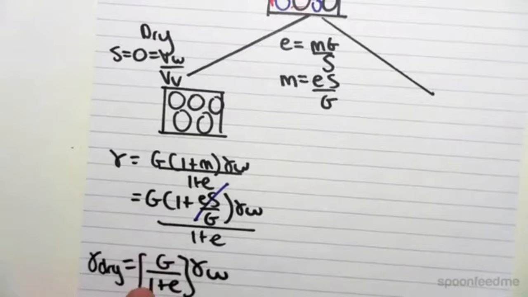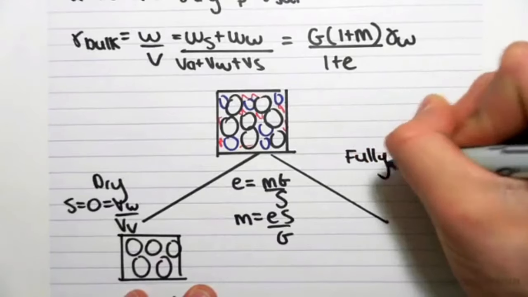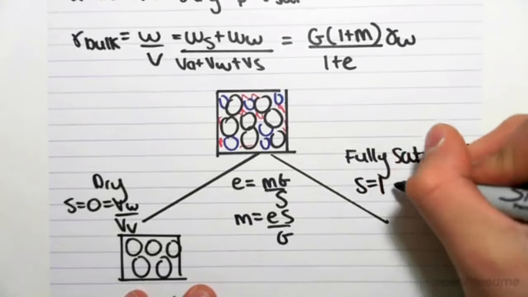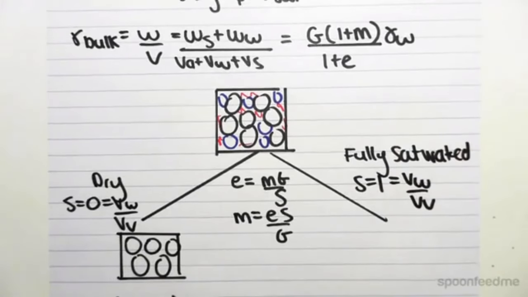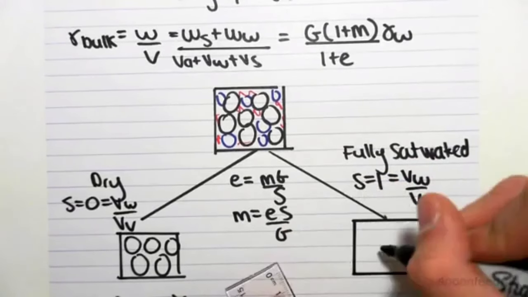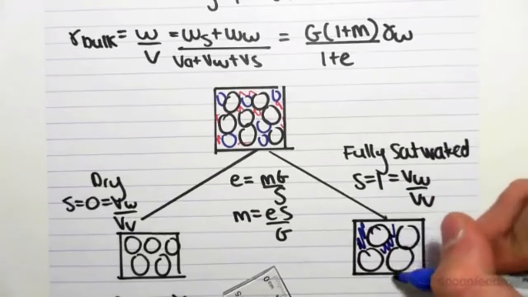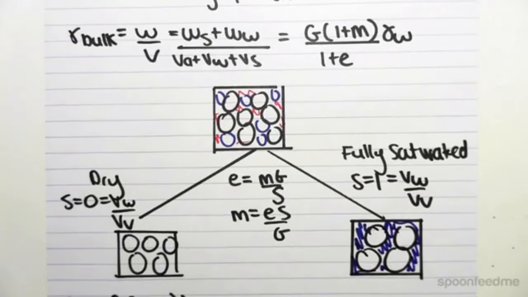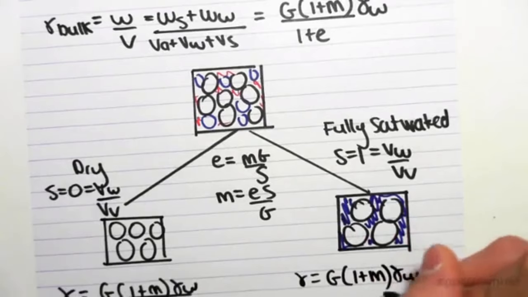Now we can go to the other side, where we have a fully saturated sample. In other words, our S will equal 1, because the volume of water on the volume of voids, if it's fully saturated, means all the voids are taken up by water. So there's no air in our sample now, it's all water. If I were to draw this, it would look something like this: it's only water in here, there's no air. Similarly, I can define gamma as G times 1 plus m, gamma W on 1 plus e.